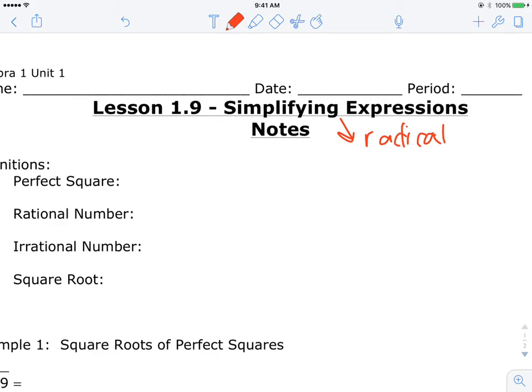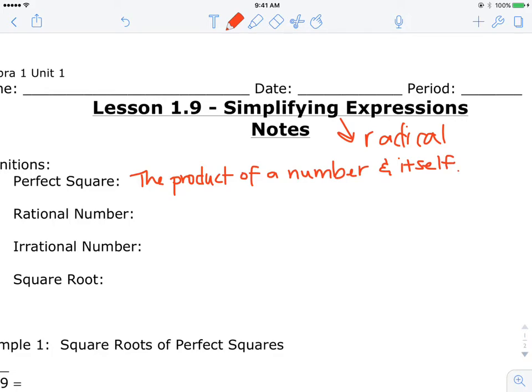A perfect square is the product of a number times itself. So, the product of a number and itself. Like 3 times 3 or 4 times 4 would give you a perfect square like 9 or 16.